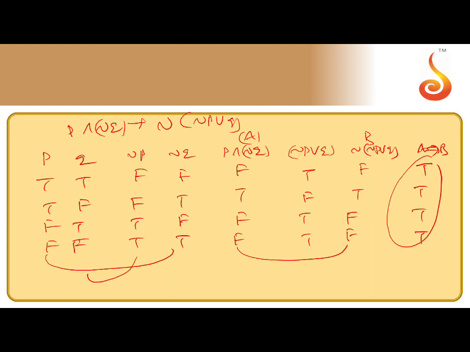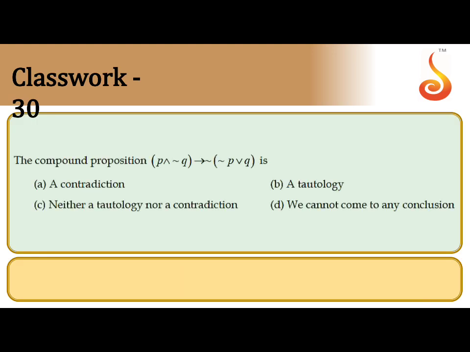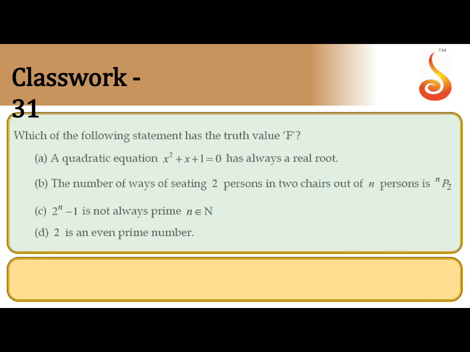Completely true. So what do you call this one? This is called a tautology. So that is the answer for this one. I hope this one is clear. Be careful when you're writing the answer. So the answer is B. Next, 31.